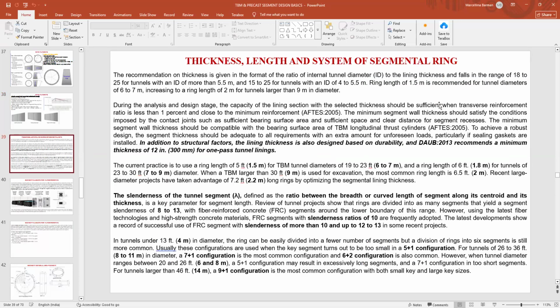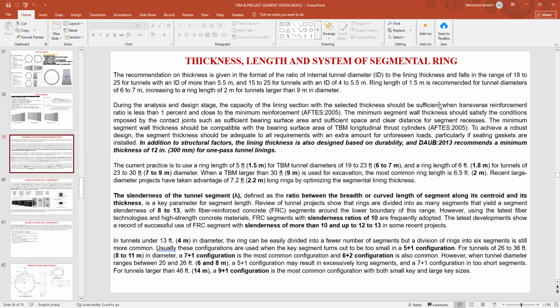Now, how do we decide the thickness of the segment, the length of the segment, and the system of the segment? There are some recommendations from the standards: the AFTES recommendation from the French Tunneling Association, the International Tunneling Association recommendation, the German Tunneling Association recommendation, and the British Tunnel Society recommendation on how we decide the thickness of the segment, the length of the segment, and the diameter of the ring also.